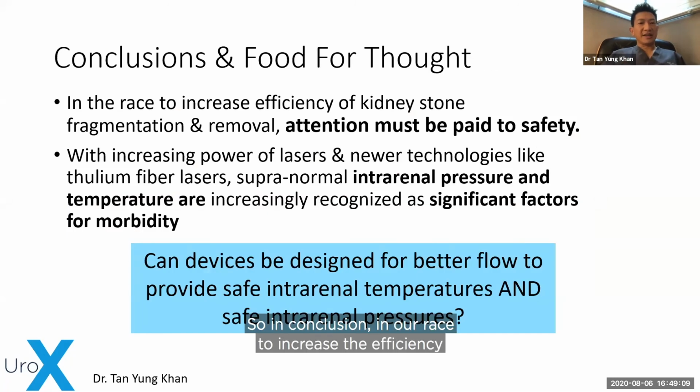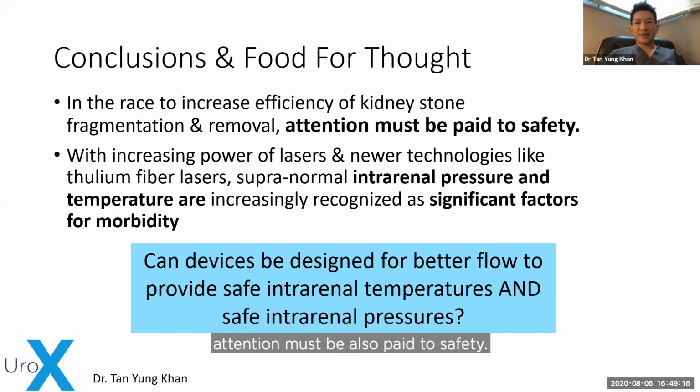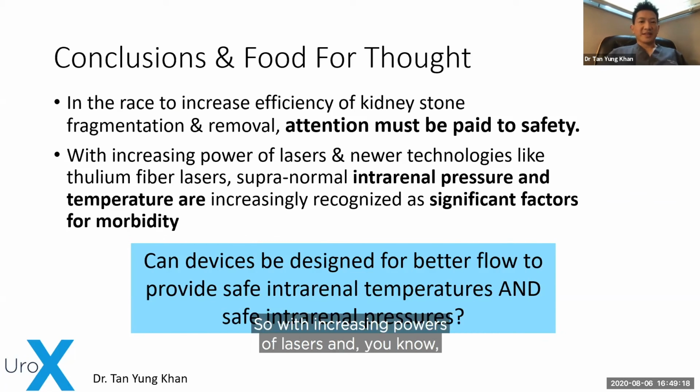So in conclusion, in our race to increase the efficiency of stone fragmentation and dusting and removal, attention must also be paid to safety. So with increasing powers of lasers and smaller access sheath sizes, we lead to problems with increased intrarenal pressures and temperatures. And I think we're starting to see this as bigger significant factors for morbidity as we try to use this same technology to treat larger and larger stones. Because the time required to laser a larger stone is much more than if you're treating a small stone.